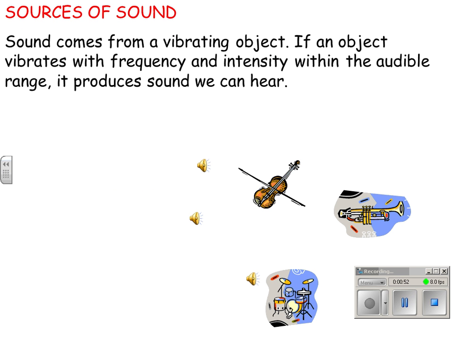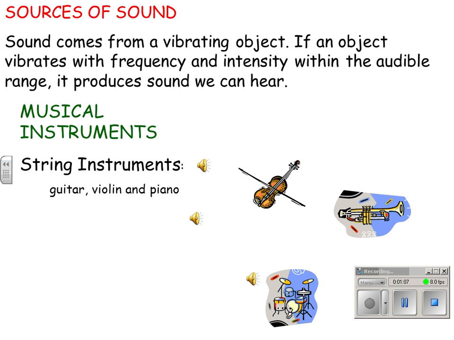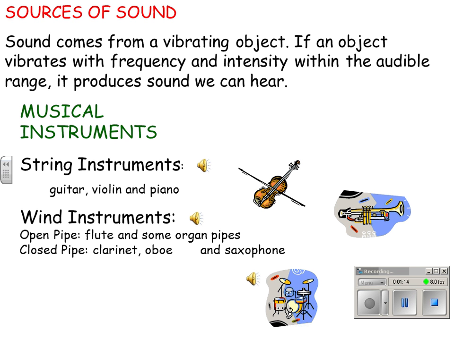Now, sound comes from a vibrating object. If an object vibrates with a frequency and intensity within the audible range, which remember is 20 hertz to 20,000 hertz, then it produces sound we can hear. The musical instruments that we will be talking about will be string instruments like guitars, violins, and pianos, and I write those down as examples of string instruments, as well as wind instruments, which would be open pipes like flutes and organs, and then closed pipes, which would be things like clarinets, oboes, and saxophones.